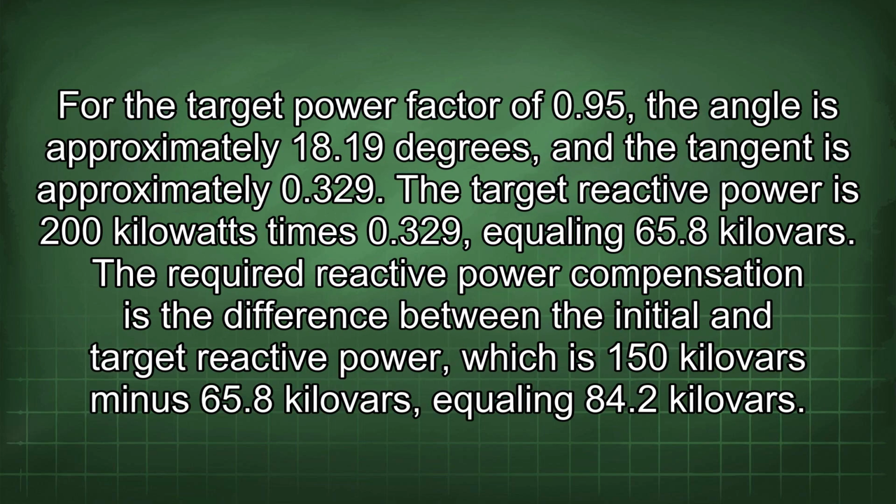For the target power factor of 0.95, the angle is approximately 18.19 degrees, and the tangent is approximately 0.329. The target reactive power is 200 kilowatts times 0.329, equaling 65.8 kilovars. The required reactive power compensation is the difference between the initial and target reactive power, which is 150 kilovars minus 65.8 kilovars, equaling 84.2 kilovars.